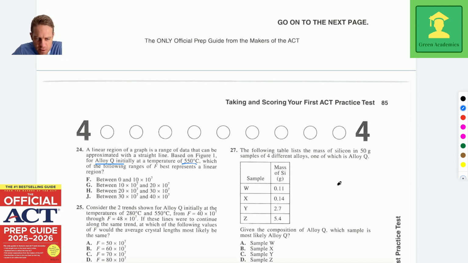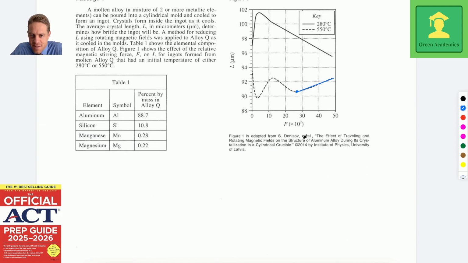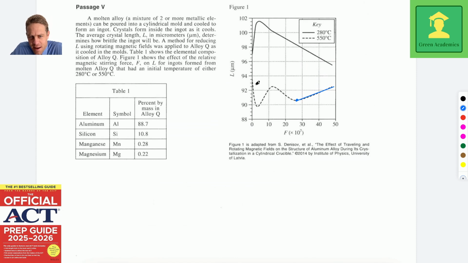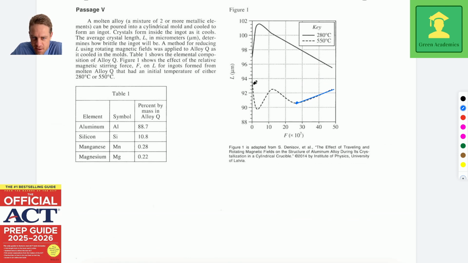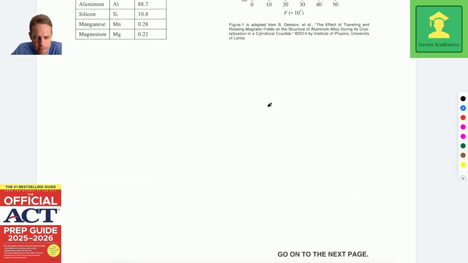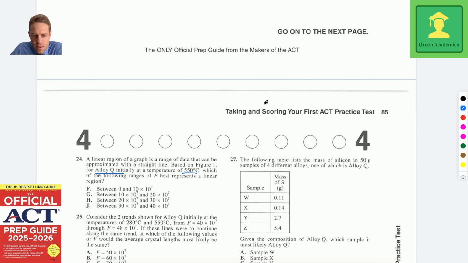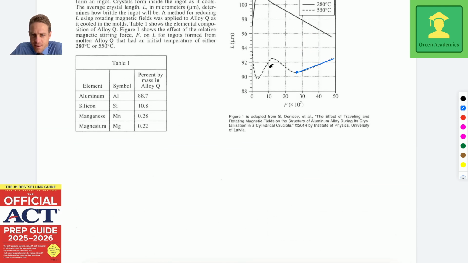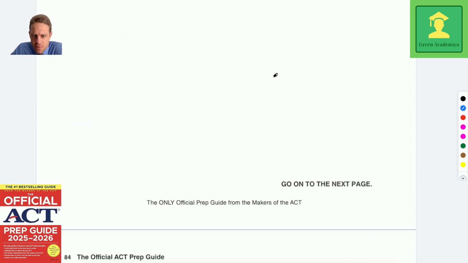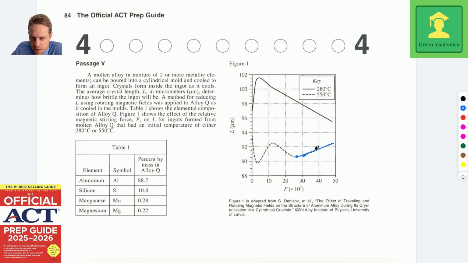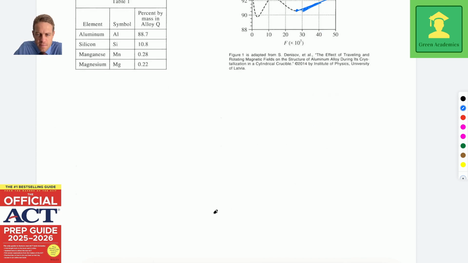Oh, I see. Everything's in terms of 10 to the 7th, of course. I don't think it's 0 to 7. Sorry, 0 and 10. It's definitely not 0 and 10. It's not this, because that's not a straight line. 10 to 20, no. It's not 20 to 30. Is it 30 to 40? Oh, yeah, that must be that. Oh, I see. So this is a straight line. Okay.